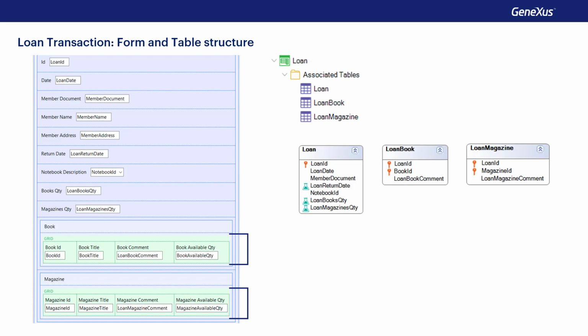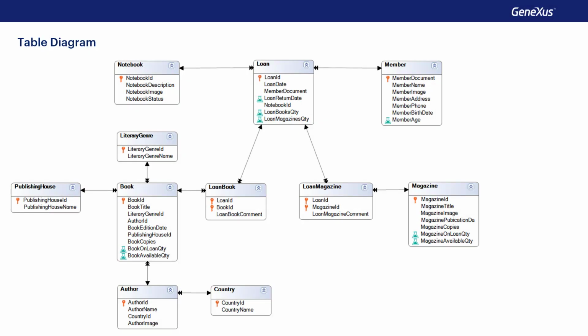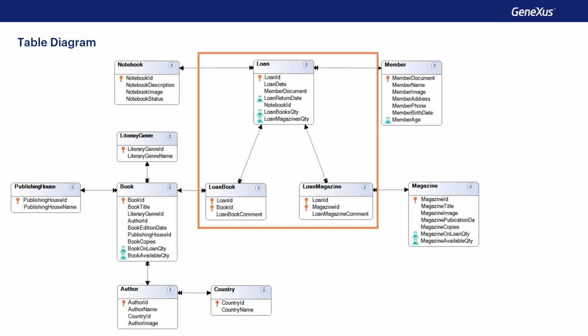This may be cumbersome for the end user, who may request to simplify the design and manage the information in different, simpler screens. For the current design, Genexus has created the following tables. In particular, let's look at the loan, loan book, and loan magazine tables, corresponding to the tables associated with the 3 levels of the loan transaction defined.